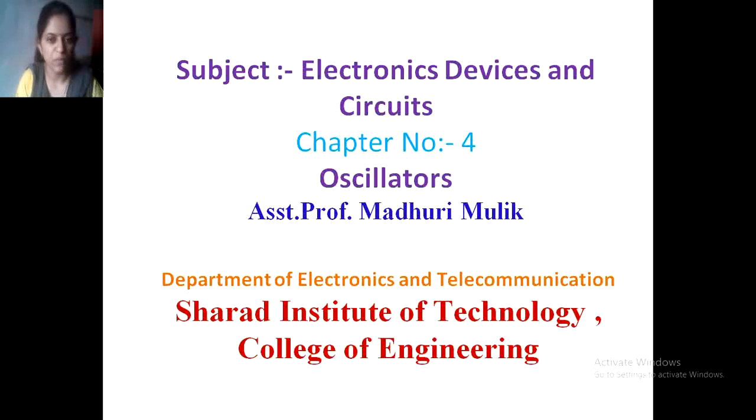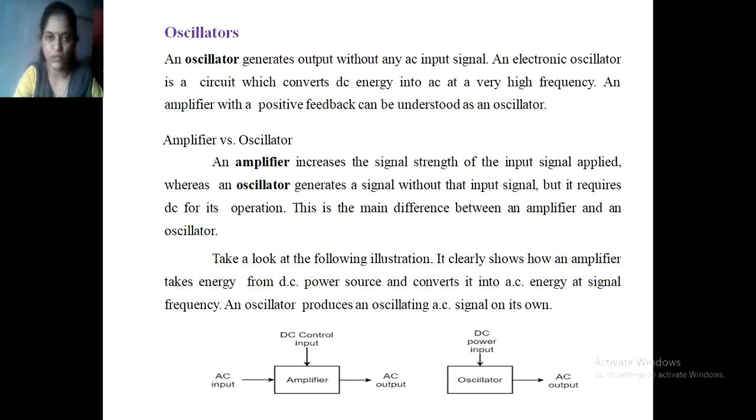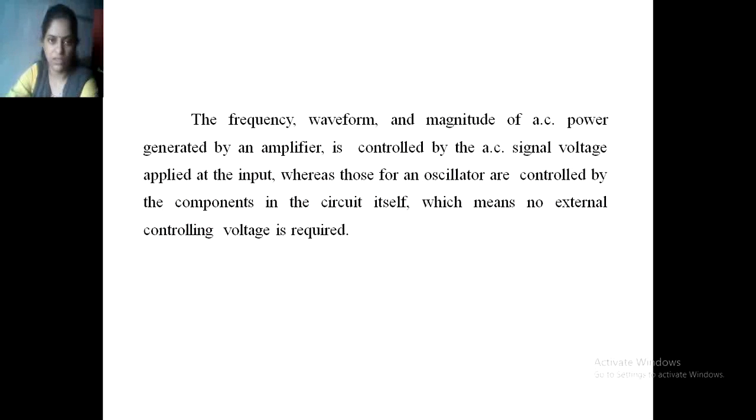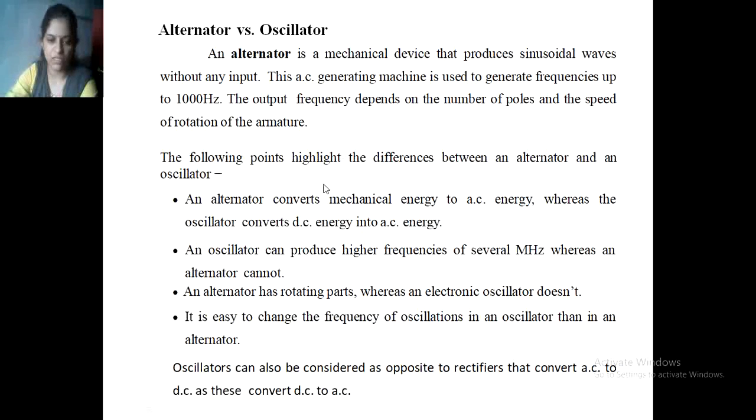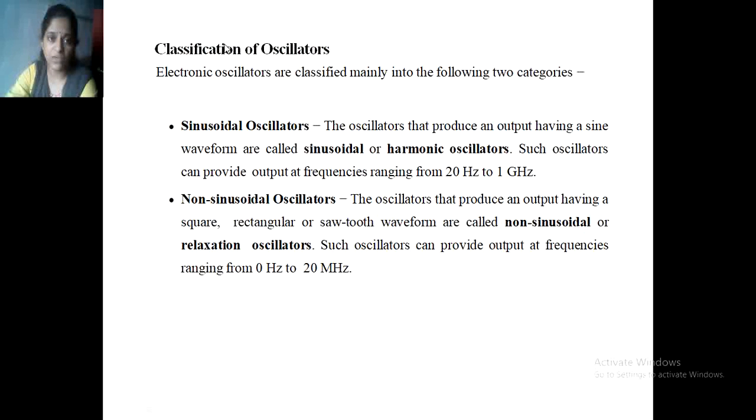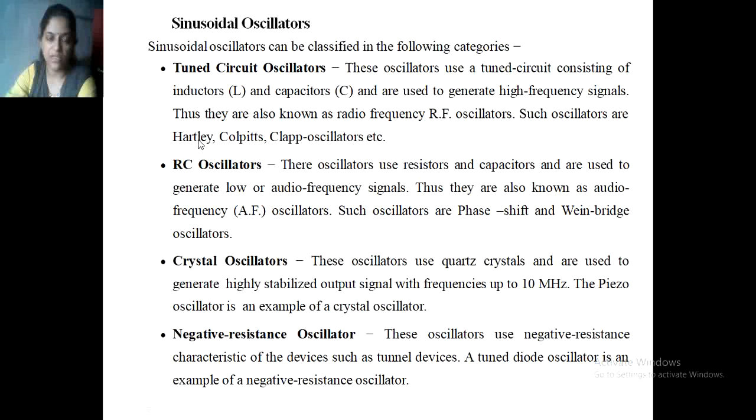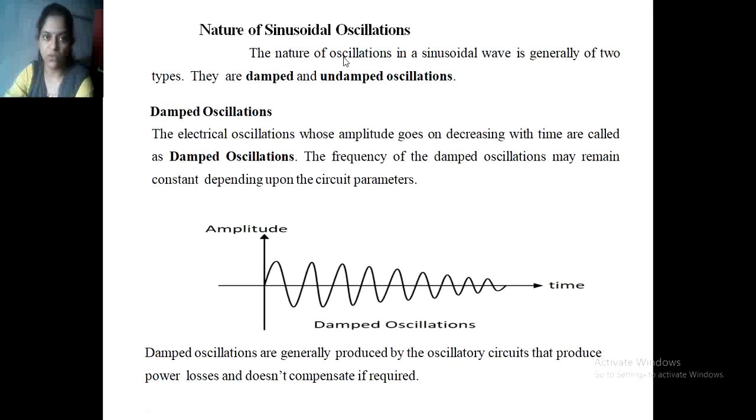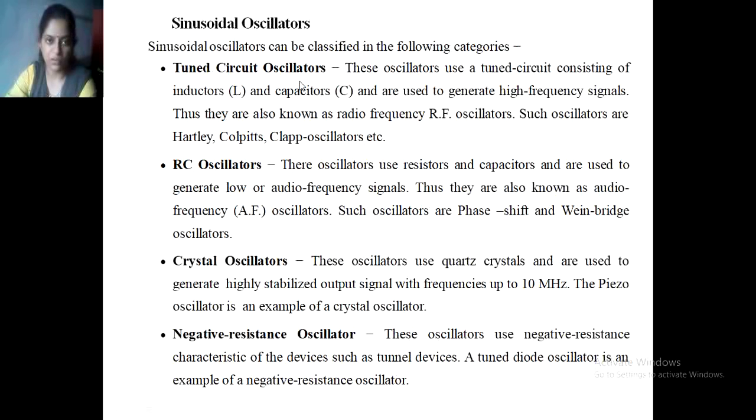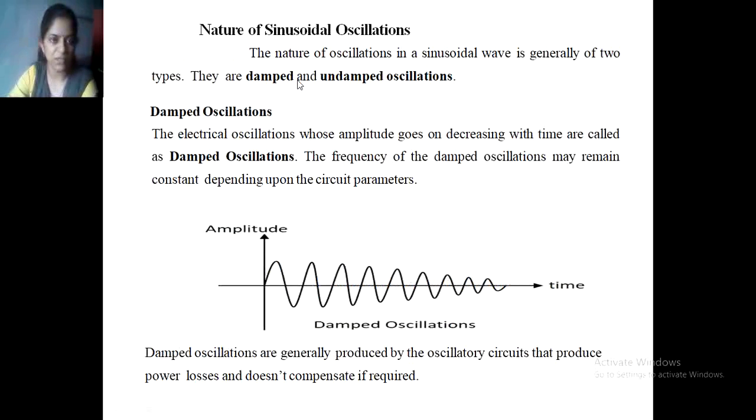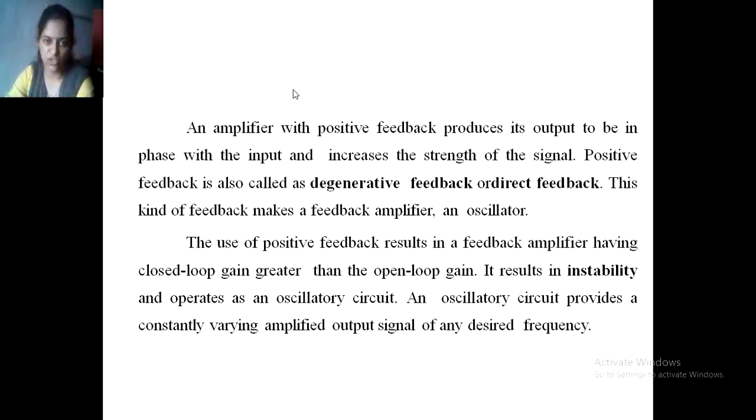So, from chapter number 4, oscillators, we have seen the following points. Very first, we have seen what an oscillator is. In that, we have seen oscillator versus amplifier. Then we have seen alternator versus oscillator. Then we have seen the classifications of oscillators: sinusoidal oscillator and non-sinusoidal oscillator. We have considered only the sinusoidal oscillator. Then, in the nature of sinusoidal oscillation, we have seen damped oscillations and undamped oscillations.